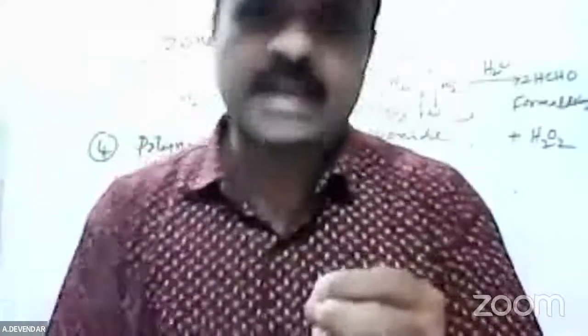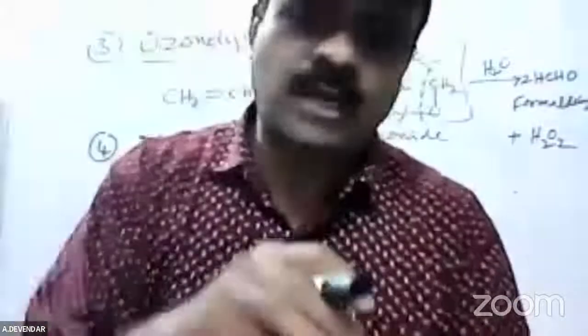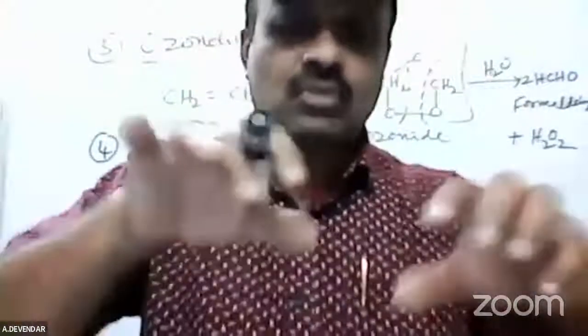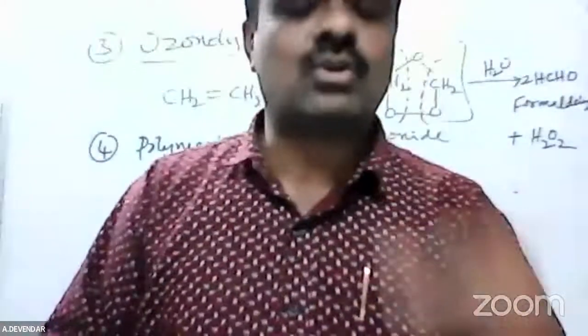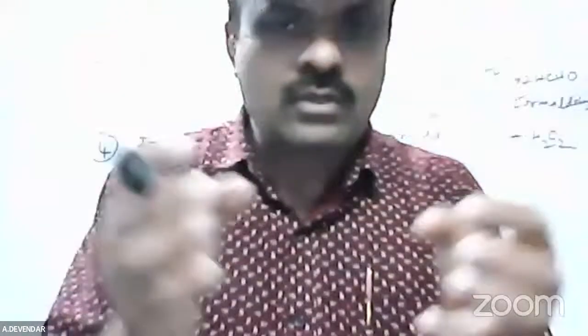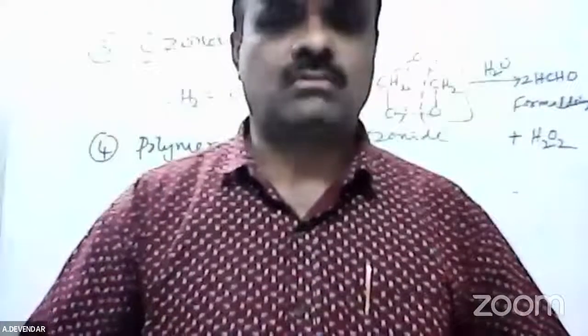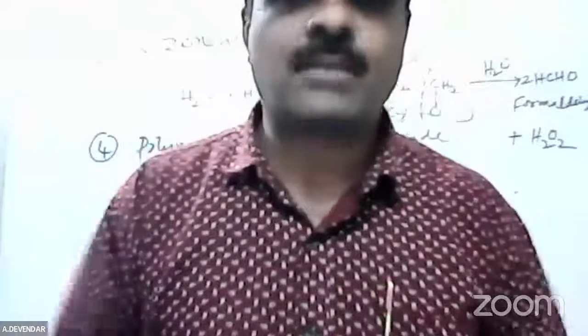This monomer is added to one more molecule. It is called a dimer. If the dimer is added to one more molecule, it is called a trimer, tetramer, pentamer. Like that, it goes on increasing. More than 100 small units are joined together, forming a big molecule, a very giant molecule. This process is called polymerization.